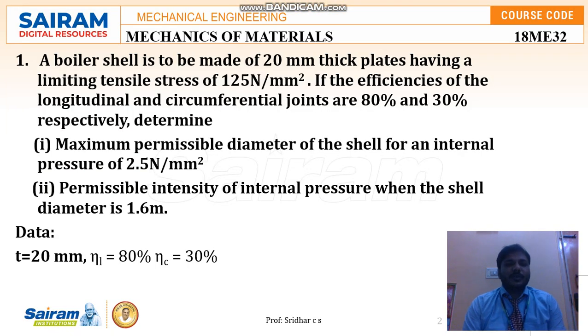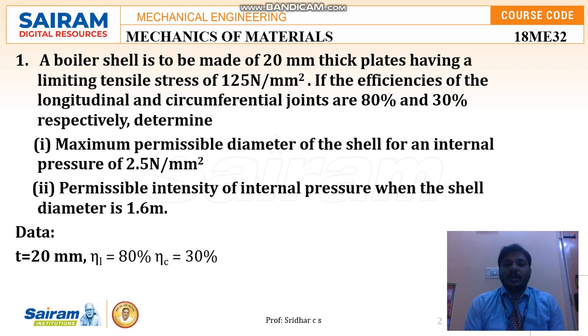First we're going to see what data they've given. A boiler shell is to be made of 20 mm thick plates having a limiting tensile stress of 125 Newton per mm square. If the efficiencies of longitudinal and circumferential joints are 80% and 30% respectively, determine two conditions. One is the maximum permissible diameter of a shell for an internal pressure of 2.5 Newton per mm square, and the second is the permissible intensity of internal pressure when the shell diameter is 1.6 meter.